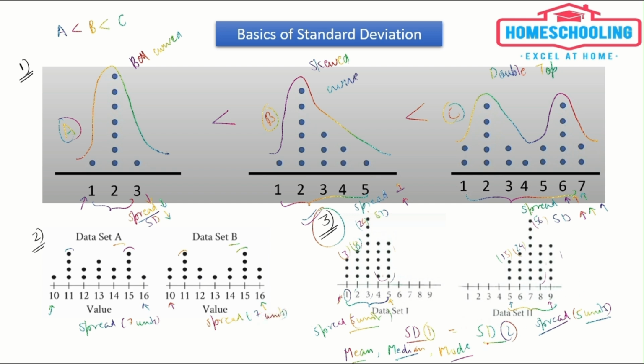So should we say that the standard deviation is also same because the spread is same? No. Here we can see some difference here. Here at 13, we have 3 dots. Here we have only 1 dot.